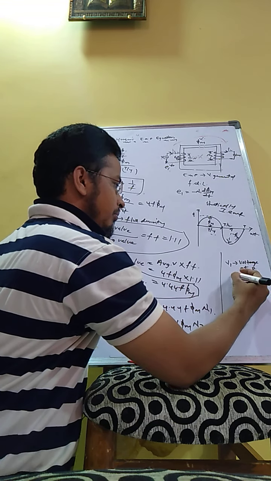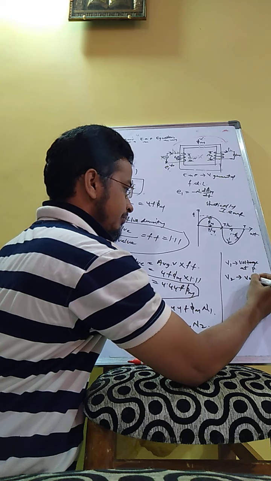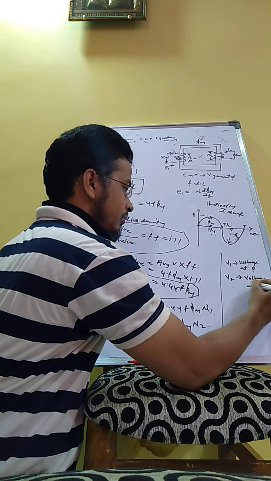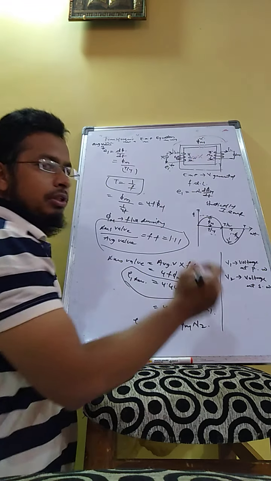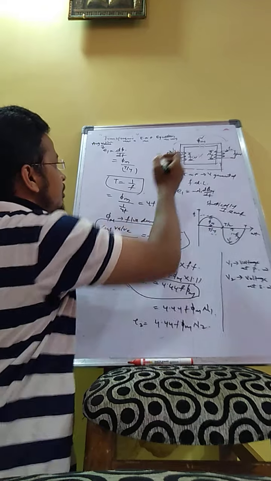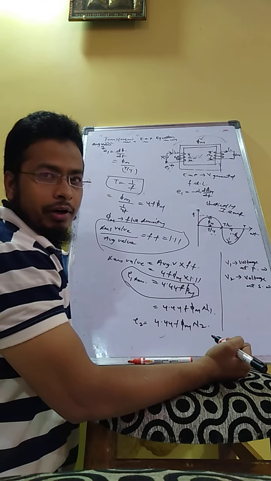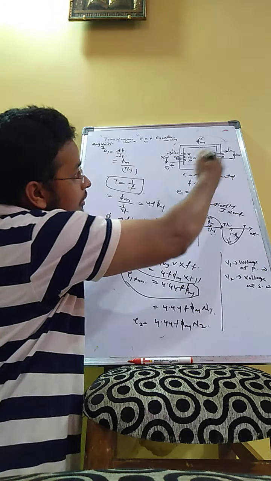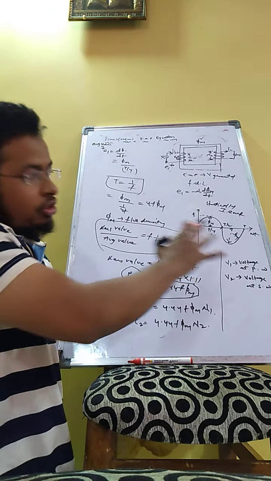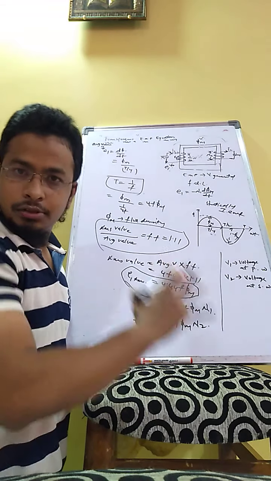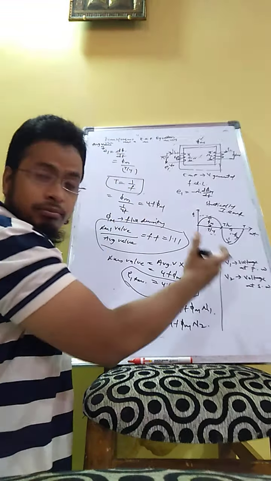P means primary and S means secondary, and V2 is the voltage at the secondary winding. So this is the primary winding and this one is the secondary winding. The winding which receives electrical energy is known as the primary winding, and the winding which delivers electrical energy to the load is known as the secondary winding. By looking at these two parameters we can understand which is primary and which is secondary.